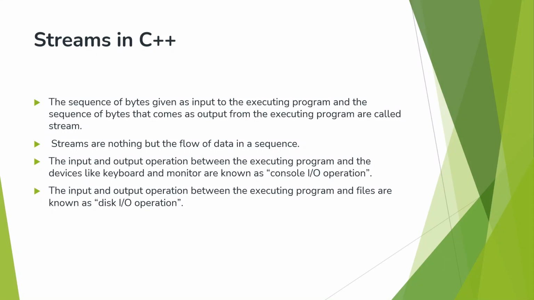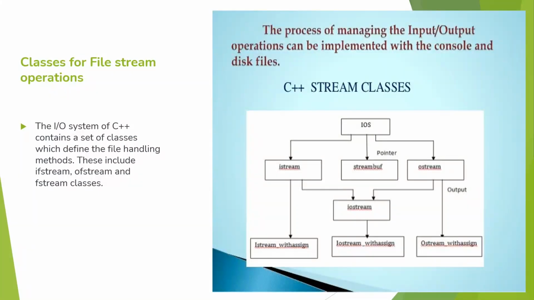Next, the input and output operation between the executing program and files is known as disk IO operation. Programs and files will be stored on any type of disk or drive, such as C colon, D colon, E colon, etc. The execution between the program and the file is known as a disk IO operation. Next is the file stream operation.